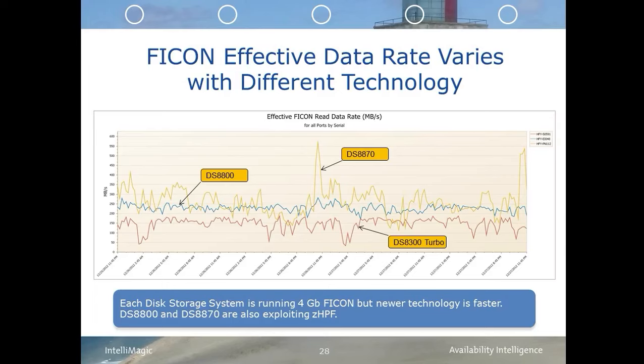This slide illustrates how the FICON effective data rate varies across 3 different technology levels. You can see how newer technology can improve the efficiency of your storage throughput.